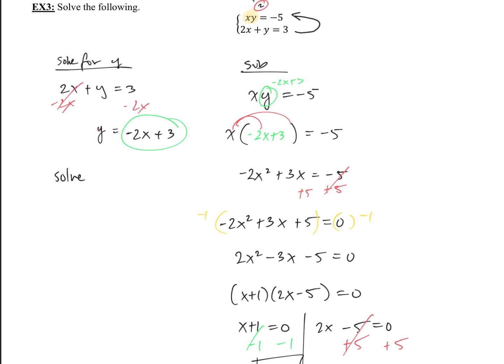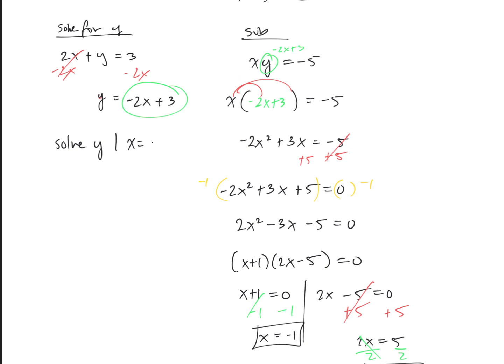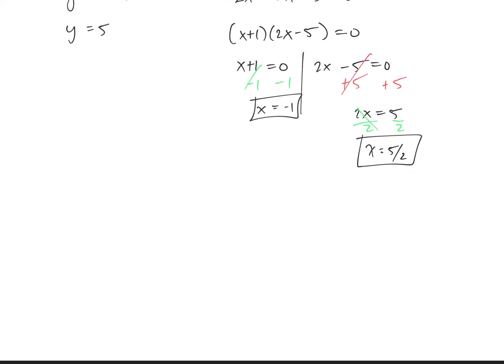So we're going to solve for y. When x equals, we have two options. We have 5 over 2 and negative 1. So let's go ahead with negative 1 first. So y equals negative 2 times what? Plus 3. Once again, remember we get that equation from above. So plugging in negative 1 for x, y equals 2 plus 3, y equals 5. So that's one answer we have. Answer, we have negative 1, 5.